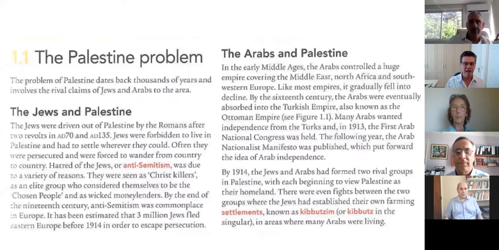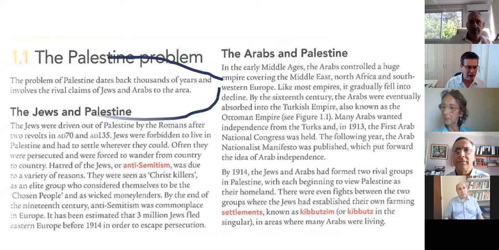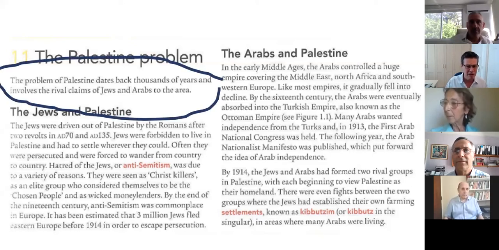And so what they did is, almost as an afterthought, they introduced some tiny bit of background, and here it is. And it starts with this very weird sentence: the problem of Palestine dates back thousands of years and involves the rival claims of Jews and Arabs to the area. So basically, Jews and Arabs have been fighting there for thousands of years. What utter nonsense to teach some students.